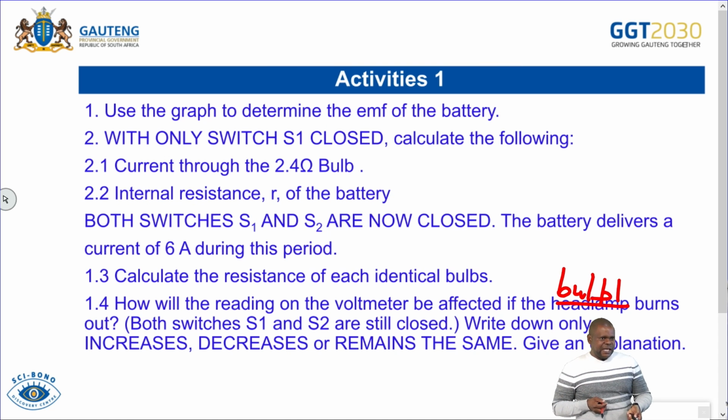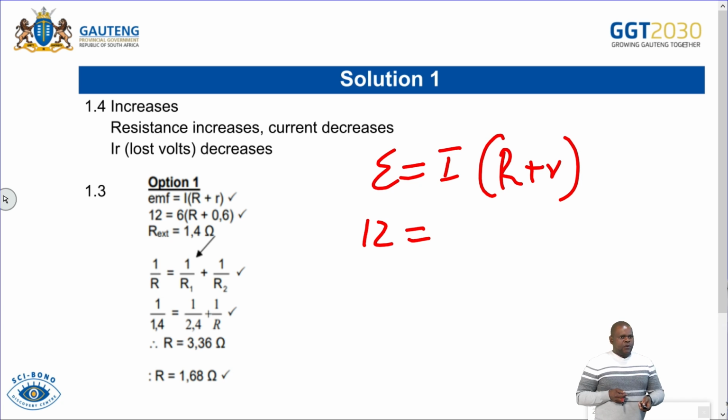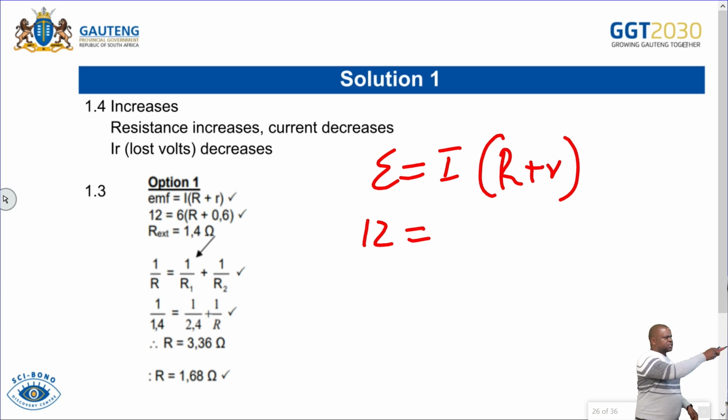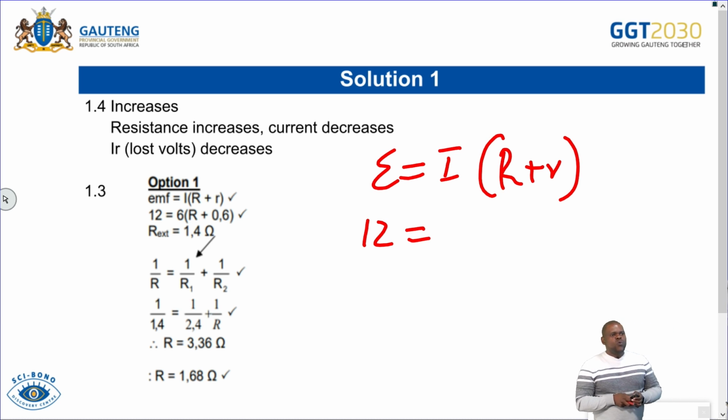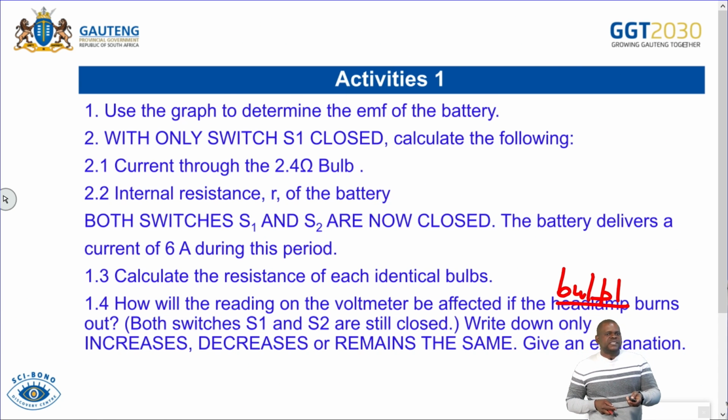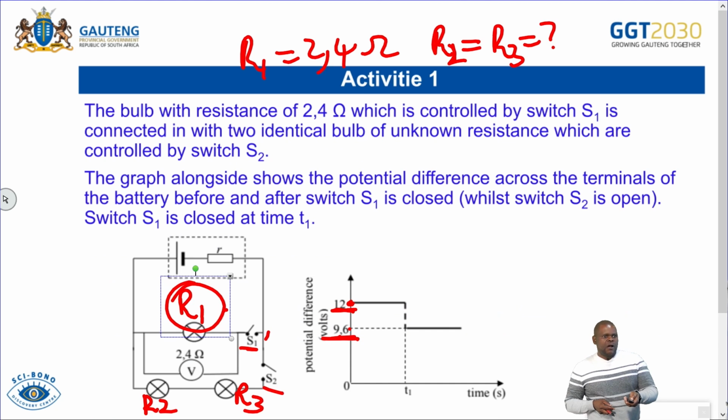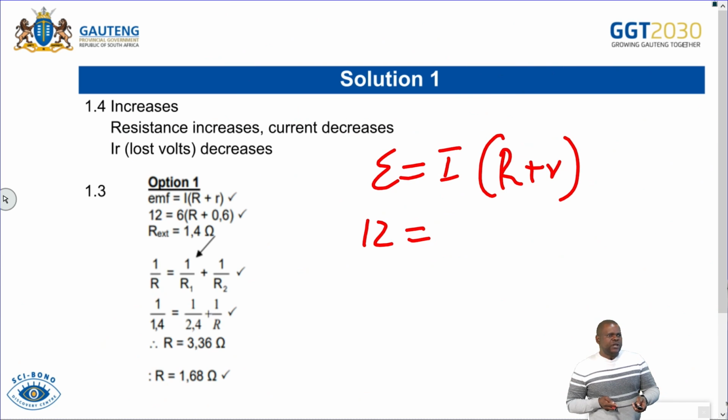Yes. And in this case, you can see we said 1 over R total is equal to 1 over R1 plus 1 over R2. But we know that R total is 1.4, which we just calculated now. Can you see? Then you can see R1 is which bulb? It is the single bulb here, R1 on our circuit.